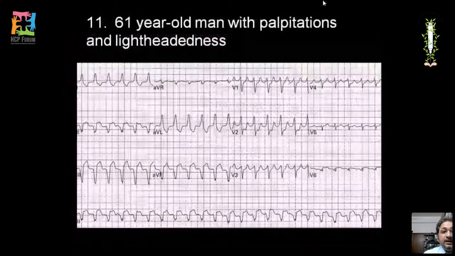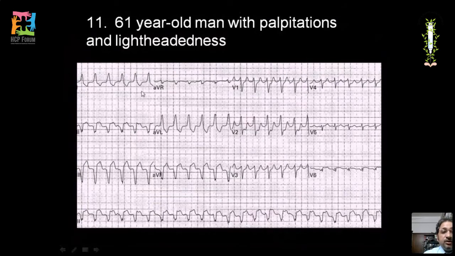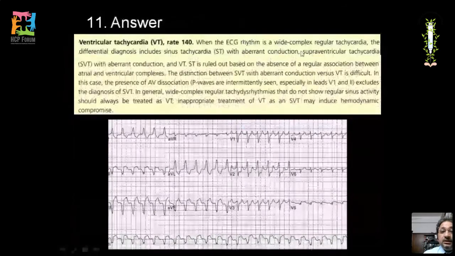Next is a 61-year-old man with palpitation and lightheadedness. So what do we find? It's a broad complex tachycardia with a regular rate, and again a rate of around 150. It's a wide complex tachycardia. Differential diagnosis can be sinus tachycardia with aberrant conduction, supraventricular tachycardia with aberrant conduction, or a ventricular tachycardia.